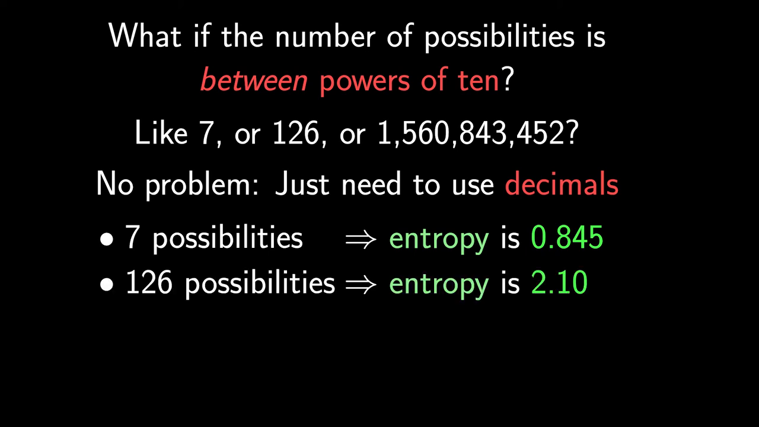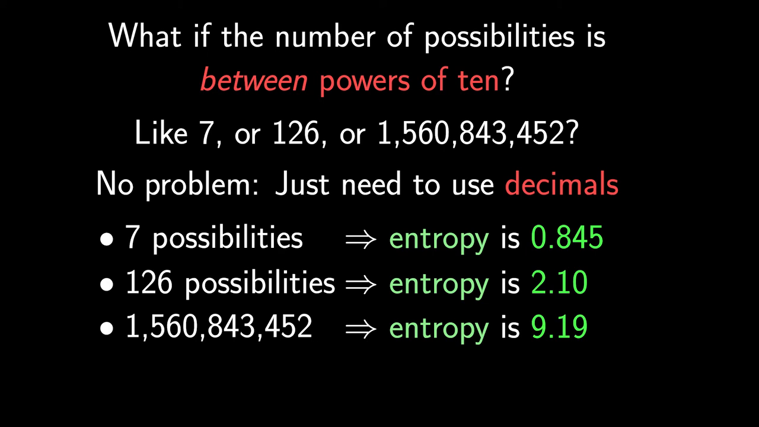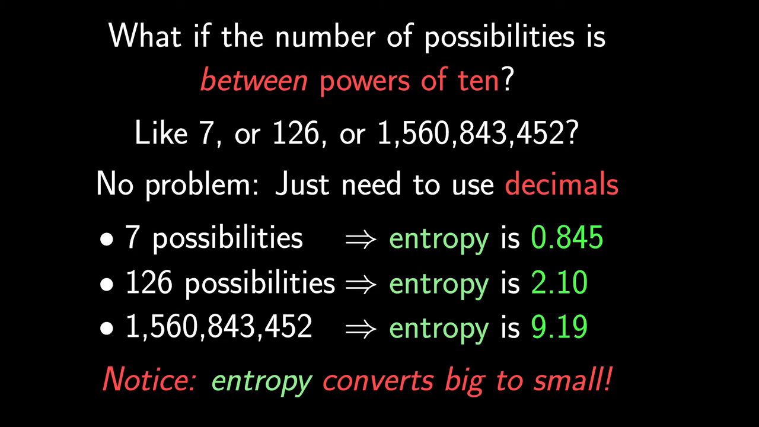126 gets an entropy of 2.10, and this much larger number gets an entropy of 9.19. It's a little more than a billion. A billion would be the 9th power of 10. So notice, entropy, again, it converts big numbers to small, manageable numbers. That's why it's so convenient.